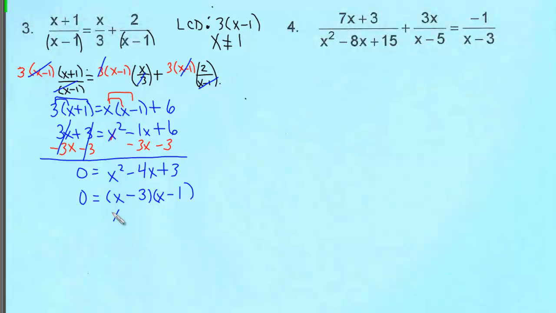Set each of these factors equal to 0 to find x. So set x minus 3 equal to 0, x is equal to 3, and x minus 1 equals 0, so x equals 1. Remember, x cannot equal 1, so this is not an answer. So our answer is x equals 3. And try number 4 on your own.